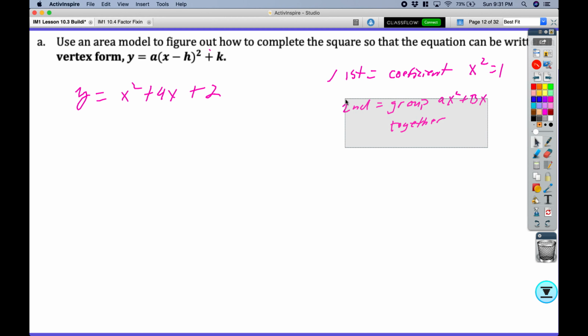Okay, so what would that look like? That would look something like this. What I'm going to do is I'm going to rewrite this as y equals parentheses x squared plus 4x, and I'm going to leave this blank spot for a new c value here. And then this plus 2, I'm going to write it in a little darker blue. I'm just going to have plus 2 here. So I want you to realize I grouped the x squared and the 4x together, and I left another space for a new c value.